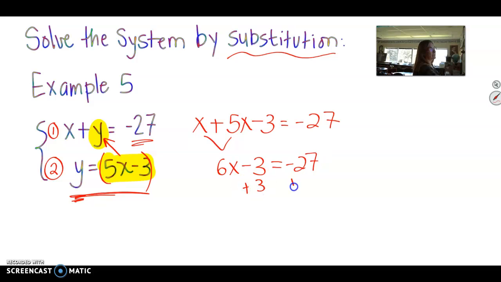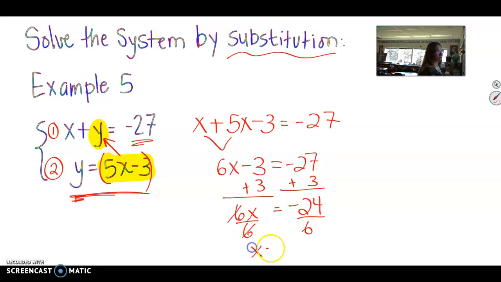So I'm going to add 3. Be really careful. What is negative 27 plus 3? So you're down to the left of 0 on a number line at negative 27. You're coming back 3 units. So it'd be negative 24, a little bit less negative. And then divide by 6, and we get x is equal to negative 24 divided by positive 6 is negative 4. All right, put that in a little box so you don't forget what that x value equals.